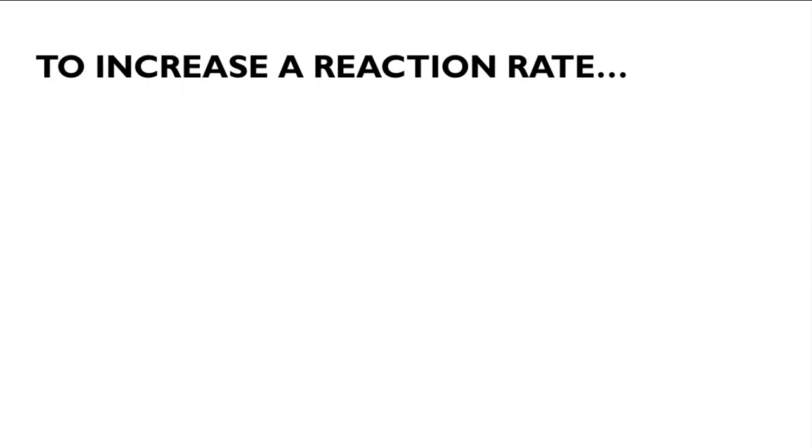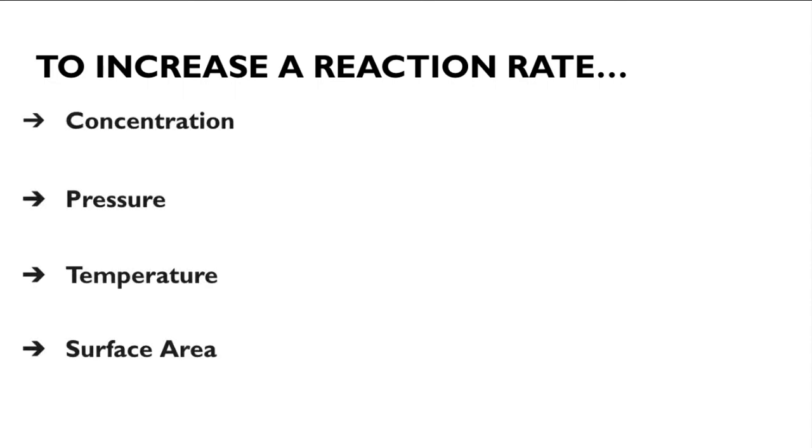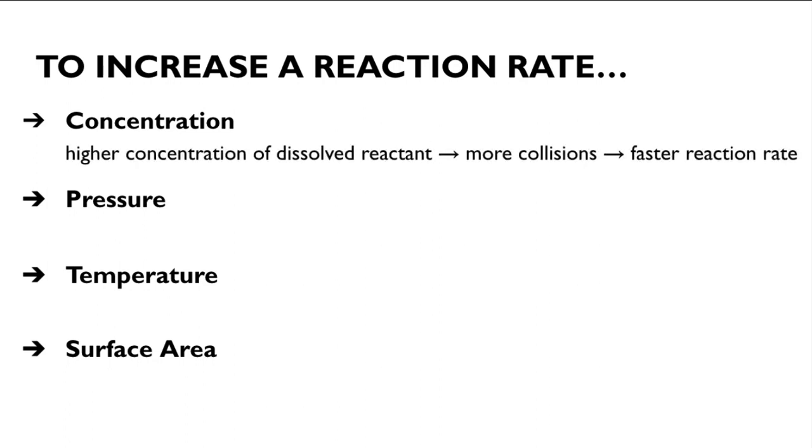Let's recap what we've learned in the last 2 videos. To increase a reaction rate, we're going to think about what we would need to do to concentration if we have a liquid or a solution, to pressure if we have a gas, to temperature, and to surface area if we have a solid. So if we have a solution or a liquid, a higher concentration of that solution will lead to more collisions, which will lead to a faster rate of reaction. Again, tying everything back to collisions. Higher concentration, more collisions, faster reaction.